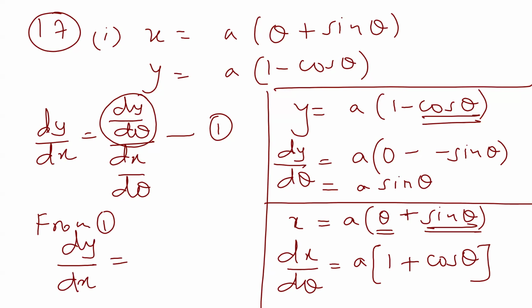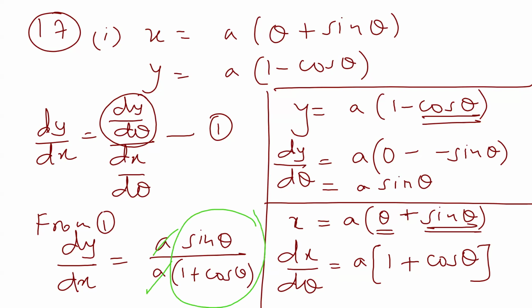dy by dx is equal to a sin theta upon a times 1 plus cos theta. Okay, a will get cancelled. Now I'm going to play with half angle over here. It's not a requirement, you can also go ahead with the quotient rule, but with half angle you get a single term and a less complicated term. So sin theta in half angle is 2 sin theta by 2 cos theta by 2.